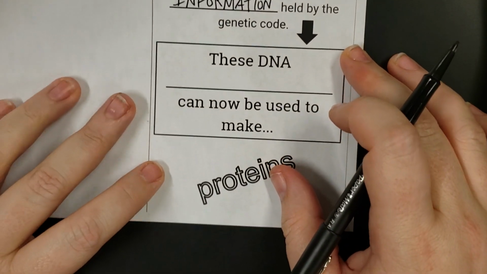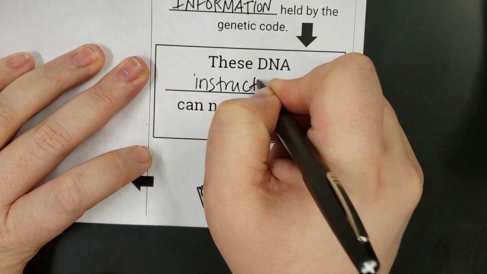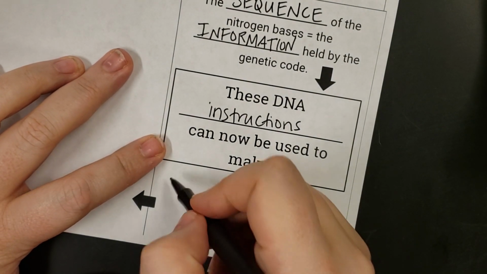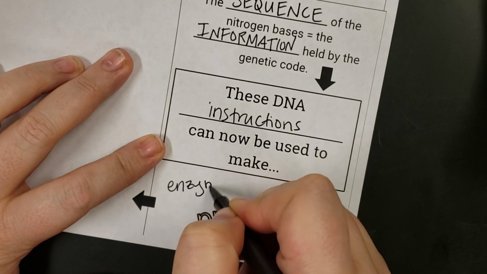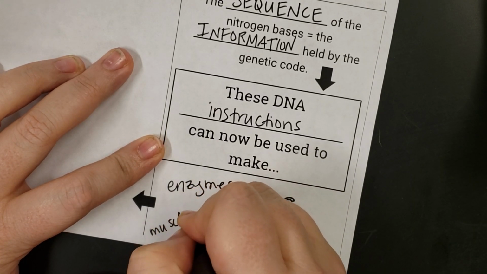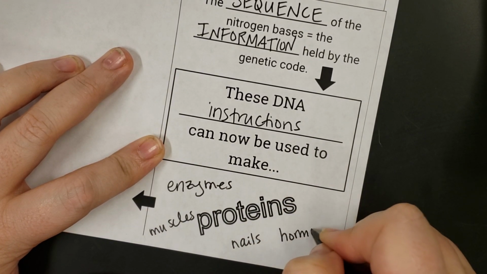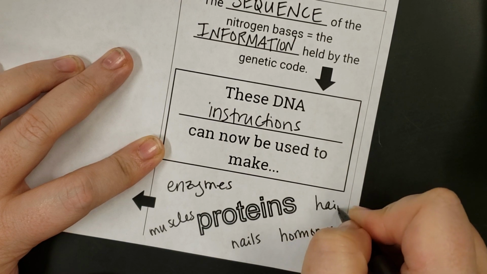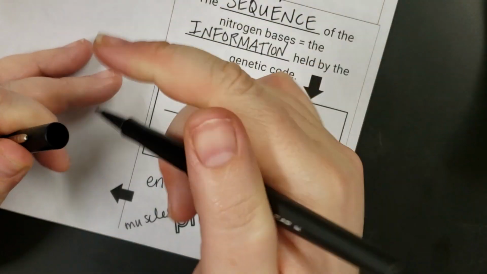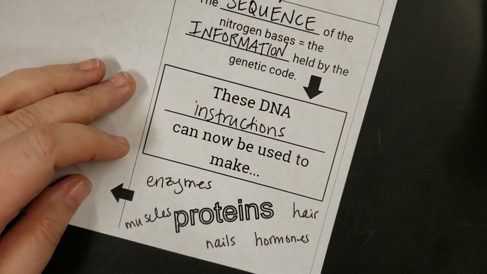So these DNA instructions, because this is what they are, instructions, can now be used to make proteins. And proteins are things like enzymes, muscles, your nails, some hormones, hair, transport proteins inside the cell, all different parts of the cell. Proteins are really what you're made out of.